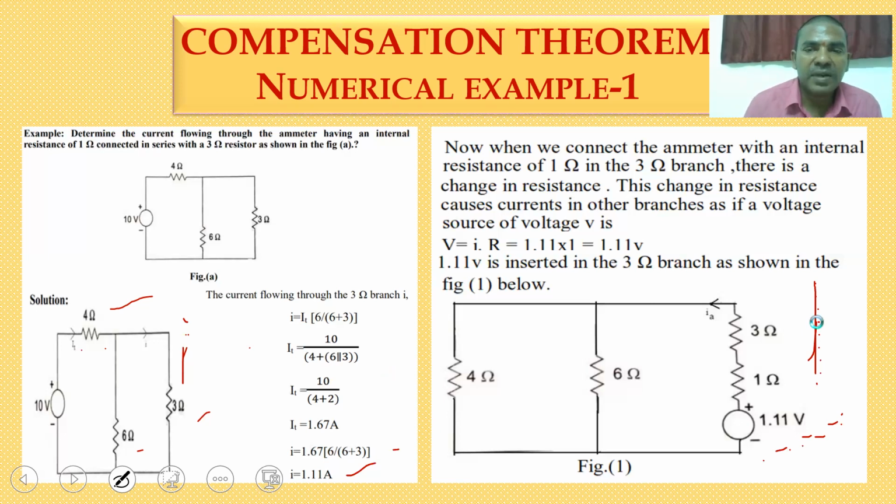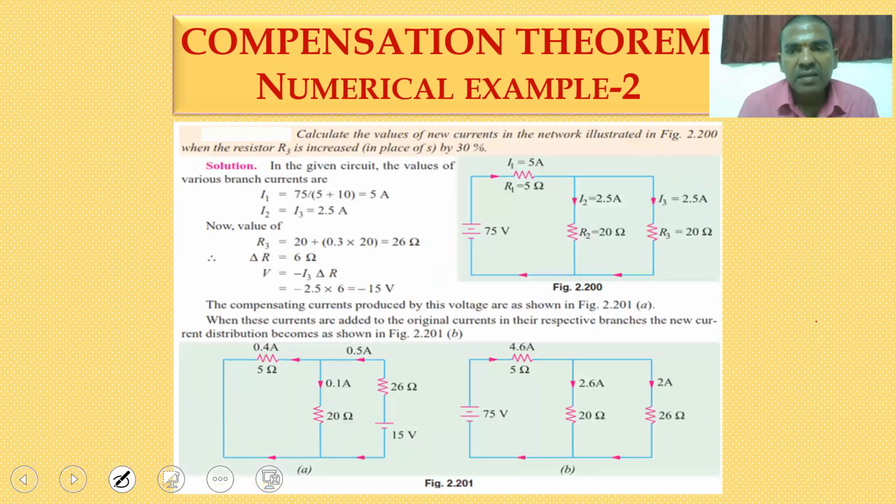Next, coming to another example. In this example we have to go for the compensation theorem, because the resistance R3 is increased by 30% of its resistance value. What is that resistance value? R3 is 20 ohms, and it is increasing by 30%. Let us see how it works.